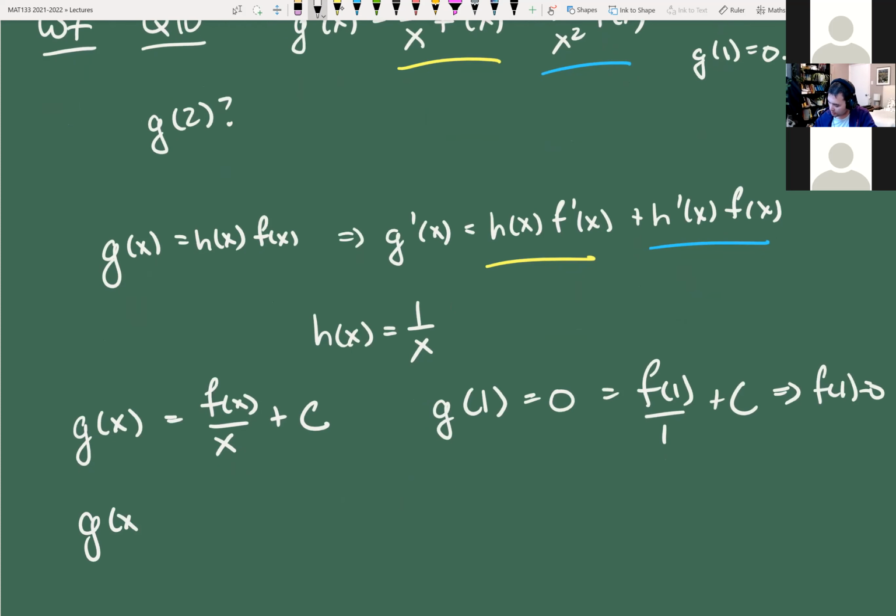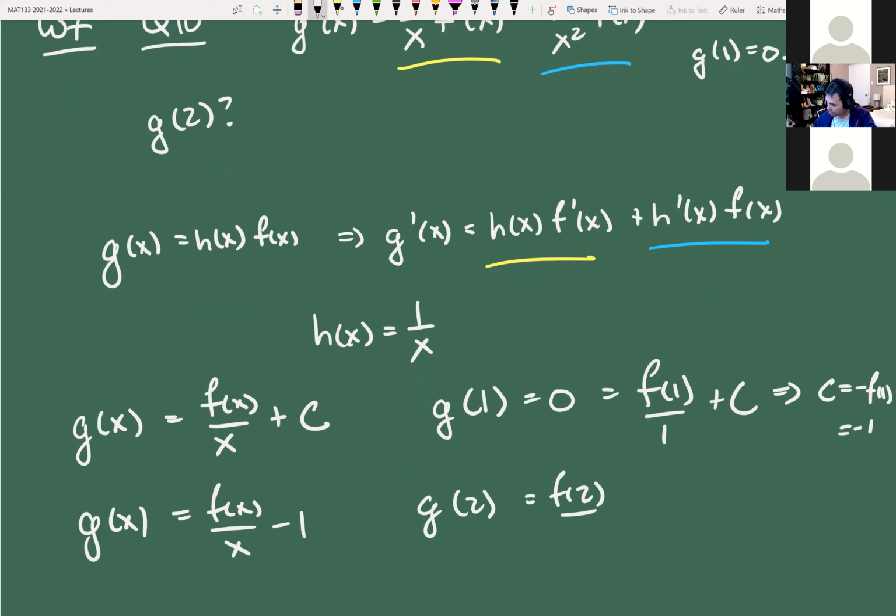So you get g of x is f of x over x plus c. What did I say f of 1 is? F of 1 is 1. So c is equal to negative f of 1, which is negative 1. So this is going to be minus 1. And then g of 2 is f of 2 divided by 2 minus 1. Right? So really the crux of this is realizing that this is true.